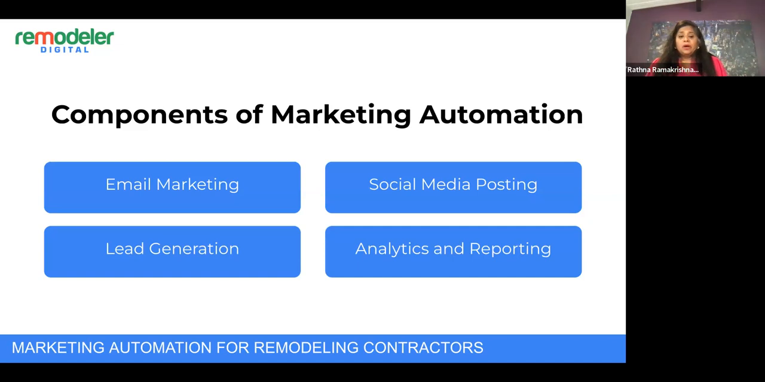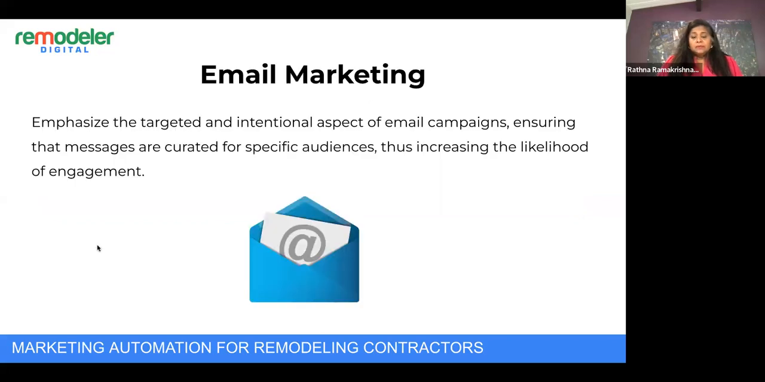So these are the different components of marketing automation. You can use it in email marketing. You can automate social media posting. You can do analytics and reporting, lead generation, of course, like I talked about. With email marketing, you can have intentional emails, right?